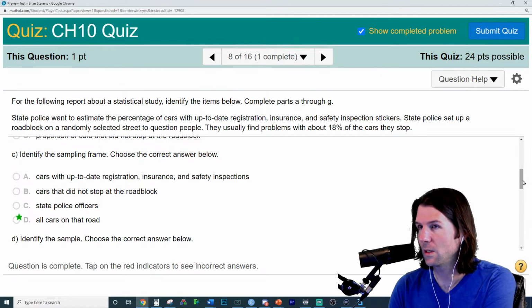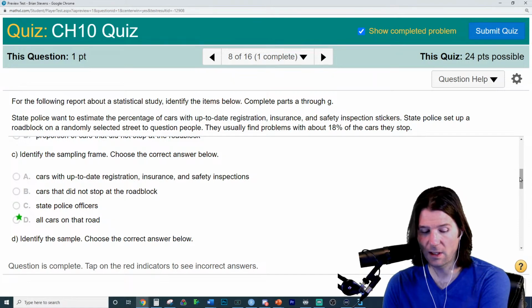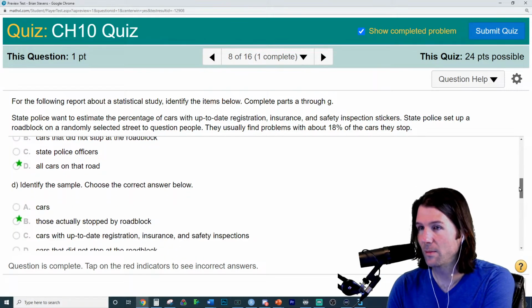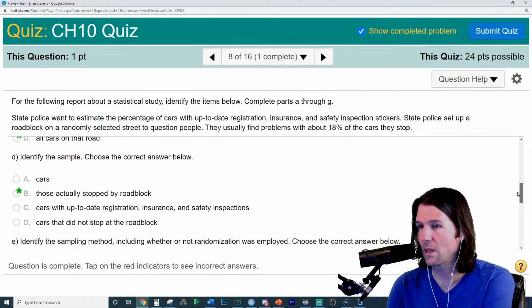Identify the sample. Well, that's going to be the cars they stop. State police set up a random roadblock and randomly select street cars. So any cars they randomly stop? Those they actually stopped, yeah. The cars they sample are the cars they stop.